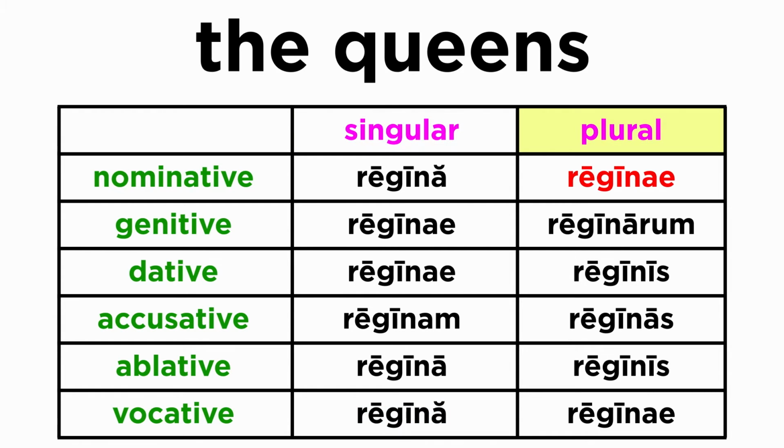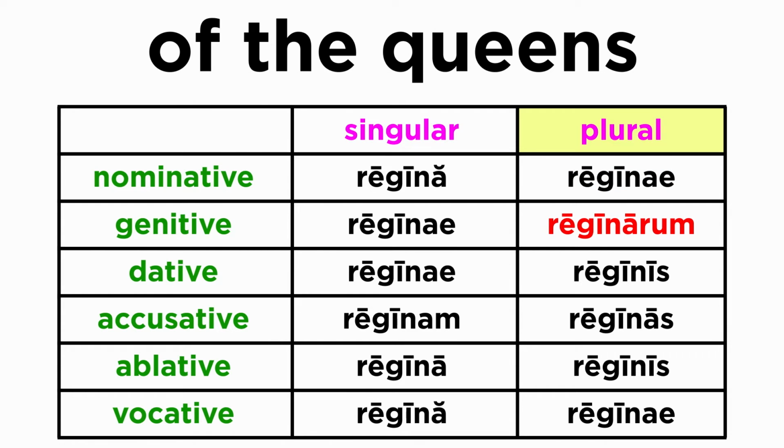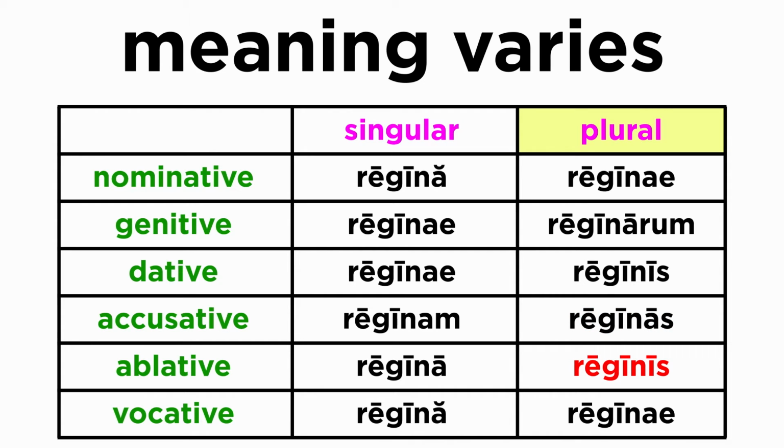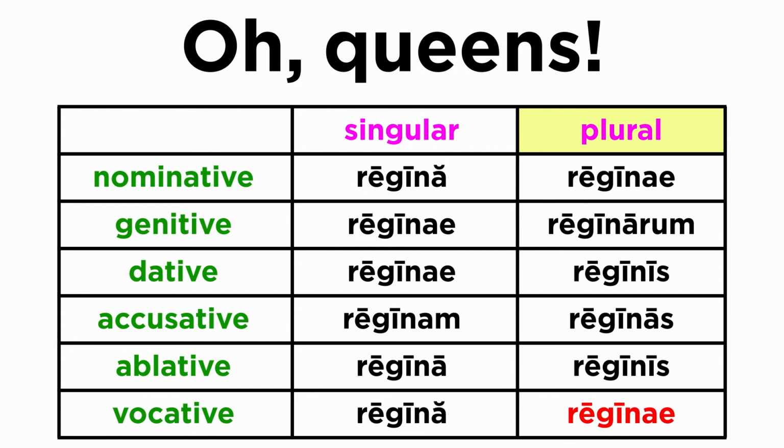Plural. Reginae, the queens. Reginarum, of the queens. Reginis, to the queens. Reginas, the queens, direct object. Reginis, meaning varies. Reginae, O queens.